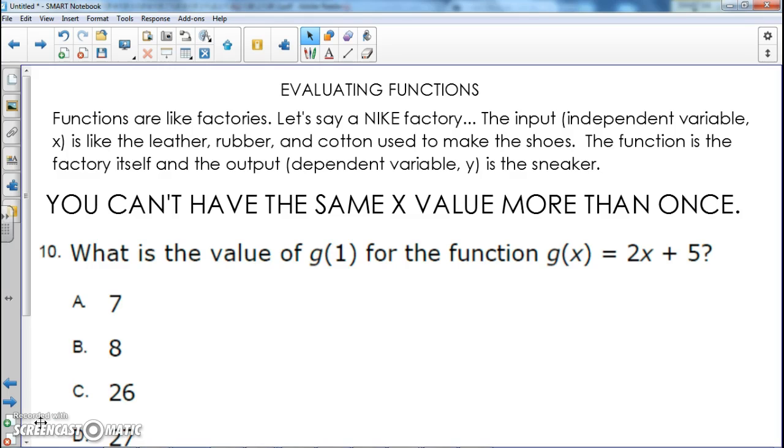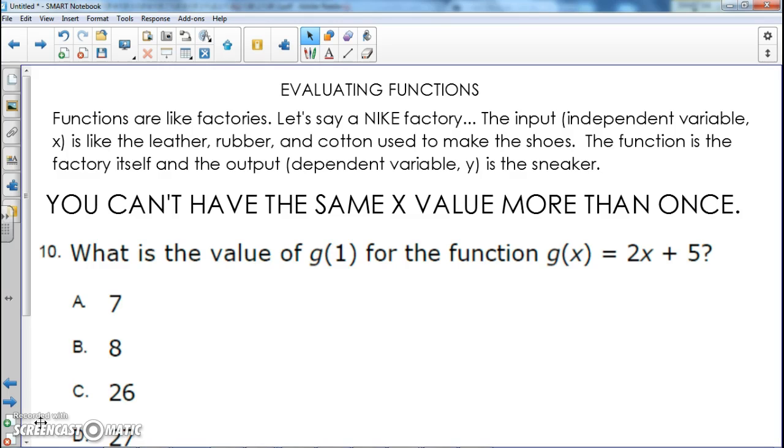Functions are like factories. Let's say a Nike factory. The input or independent variable X is like the leather, rubber, and cotton used to make the shoes. The function is the factory itself, and the output or dependent variable Y is the sneaker.